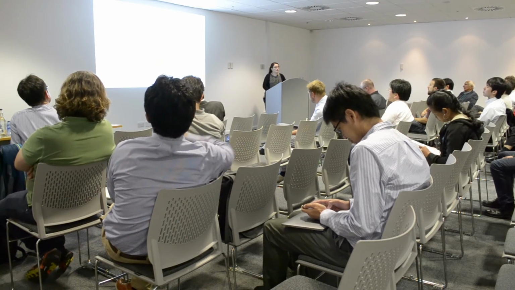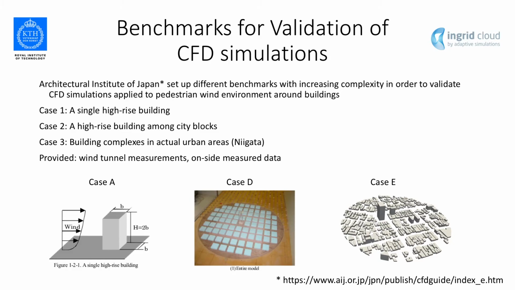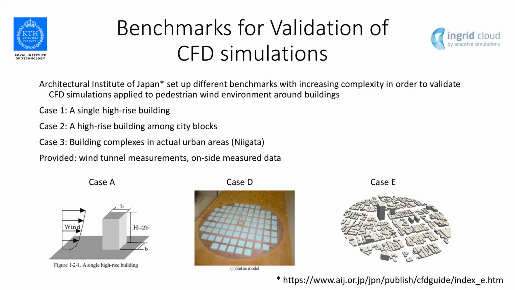We chose 3 cases. Case 1, also called Case A, is a single high-rise building, which you can see here on the left-hand side. The second case is a high-rise building among city blocks. You can see a picture of the wind tunnel experiment here, also called Case D. And then Case E, or Case 3, is an actual urban area of the city Niigata. The measurements provided by the Architecture Institute were wind tunnel measurements or on-site measured data.